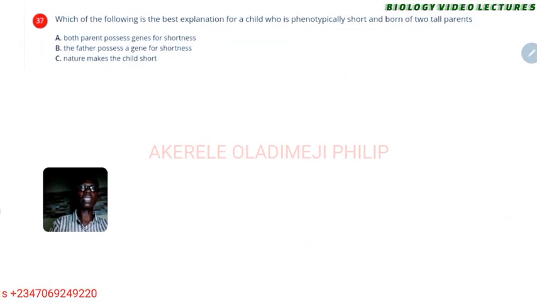Now, which of the following is the best explanation for a child who is phenotypically, which means by appearance, short and born of two tall parents? Well, it's simple. It means that both parents have genes for shortness. Why is it not one? The reason is because they are both tall. That means they both have dominant traits for tallness.